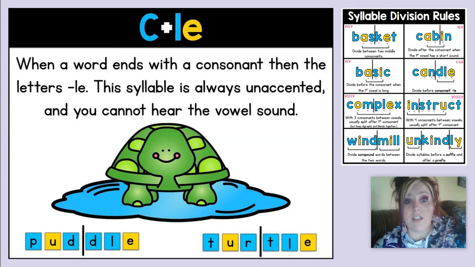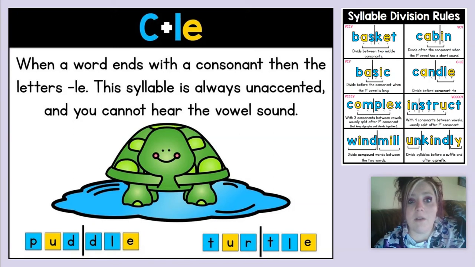Okay, we have our consonant LE. I know you see that little plus sign. Consonant just means it's a letter, anything that's not a vowel that then also has LE. So if a word ends with any consonant and then LE, the syllable is always unaccented. Remember we talked about our schwa sound? That's why we had to go back and review that. It's always unaccented. Remember it has that sound? You can't hear the vowel sound, like puddle, turtle. So it's going to have that schwa sound. Whenever we have that consonant with the LE, it's unaccented.